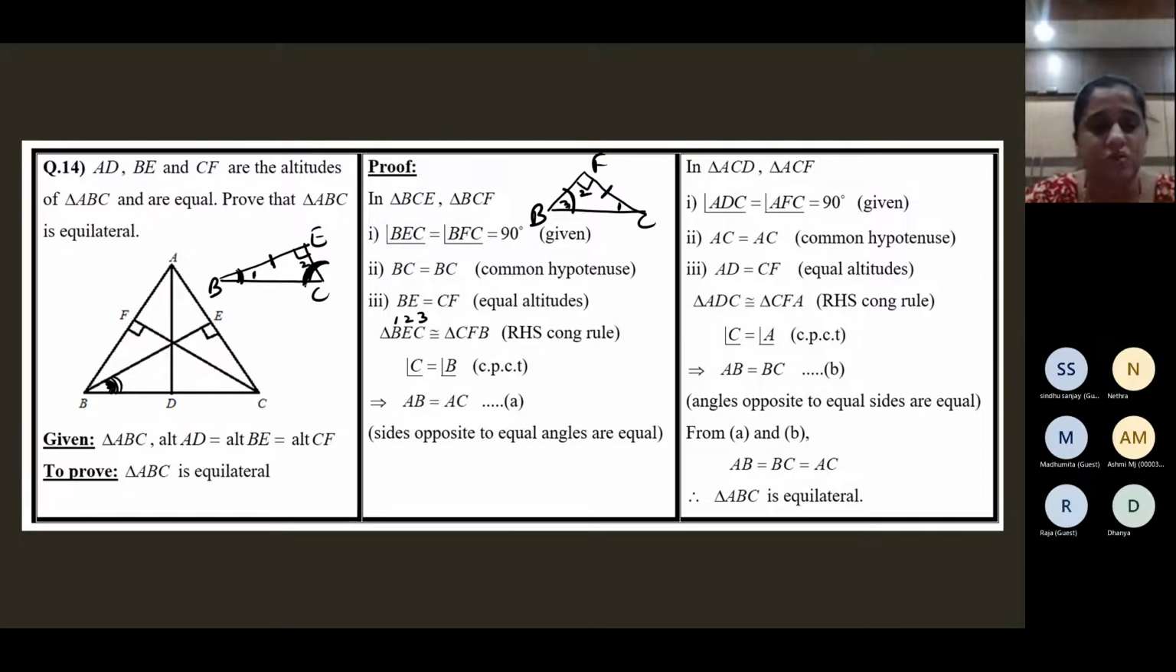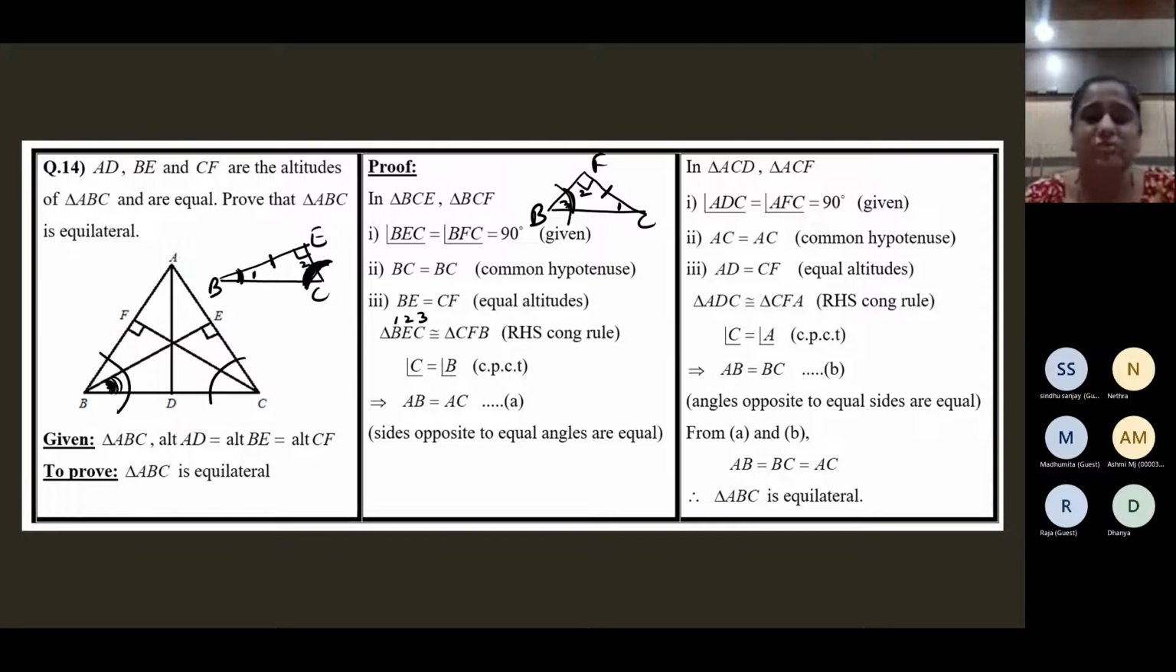This angle, see this whole angle here. That angle is called 3, equal to 3 here. So in BCE, angle C, this one, is equal to, in the other triangle, angle B.